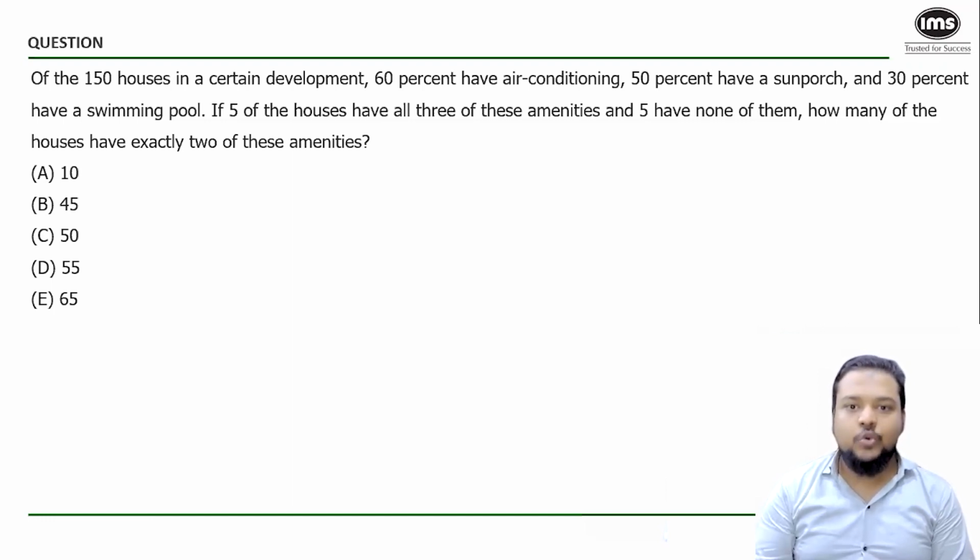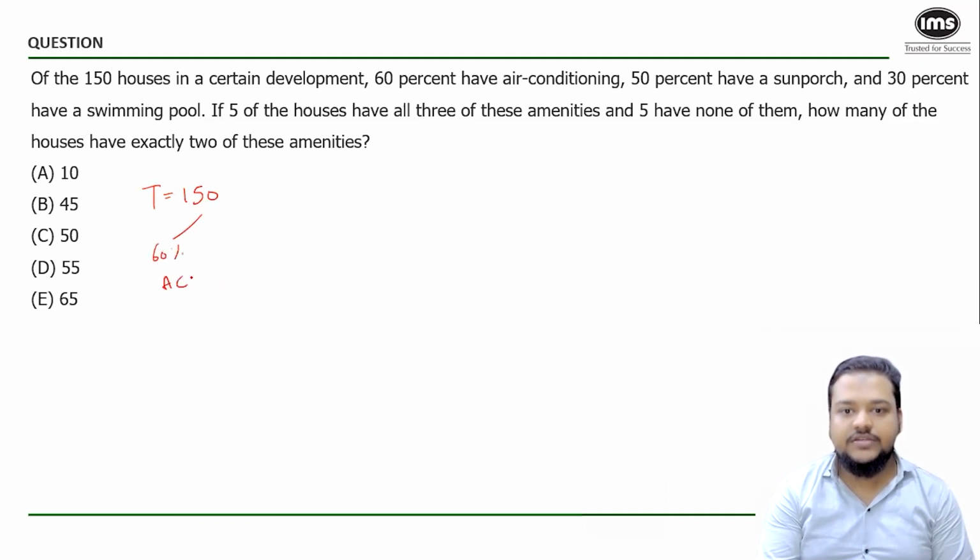Let's discuss now. The question says there are 150 houses in total. Out of them, 60% have air conditioning, 50% have a sun porch, and 30% have a swimming pool. If I calculate 60% of 150, you can do it by adding 50% and 10%. There are always better ways to calculate, so just practice that. 50% of 150 will be 75 and 10% of 150 is 15, so 60% will be nothing but 90.